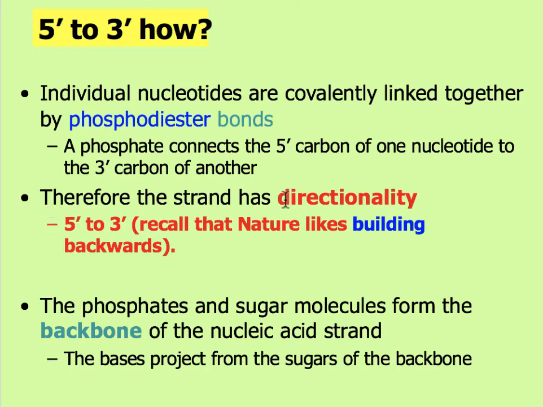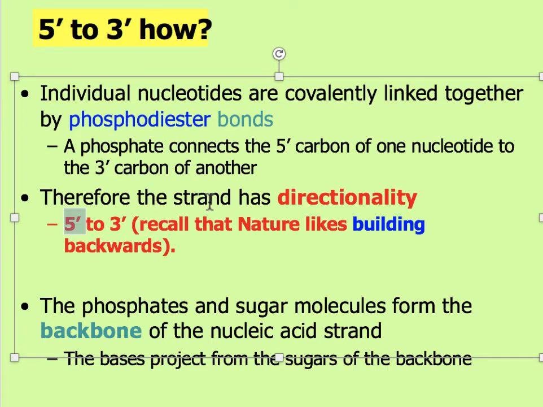The strand therefore has directionality. One end of the molecule will always end as a 5' free phosphate group. The other end of the molecule shall always end with a 3' hydroxyl group. Neighboring phosphates and sugar molecules form what is known as the backbone of the nucleic acid strand. This is true for RNA and for DNA.